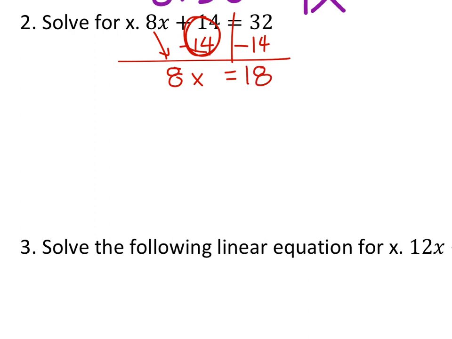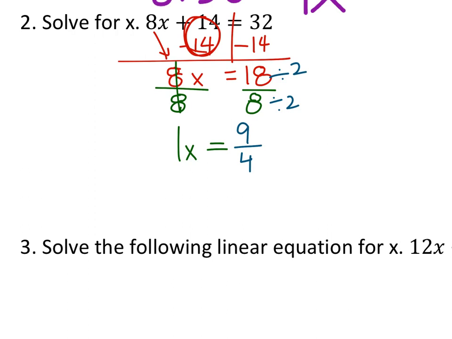But I don't want 8x's, I want 1x. So I've got to change that 8 into a 1 by dividing both sides of this equation by 8. So 8 divided by 8 is 1. That gives me 1x equals 18/8, which I will simplify by dividing both of those by 2. But your calculator will do that work for you. That'll come out as 9/4.